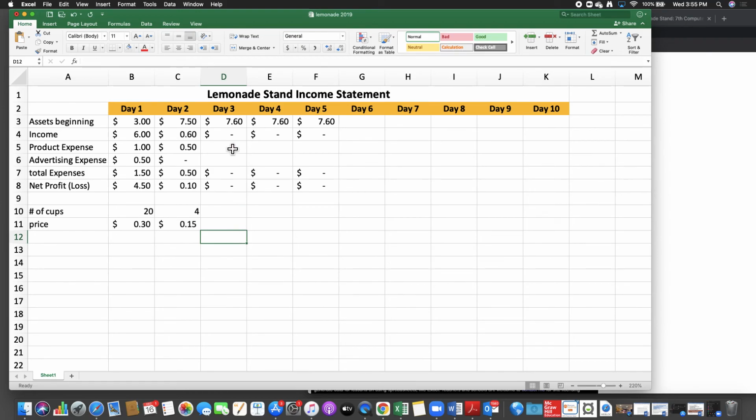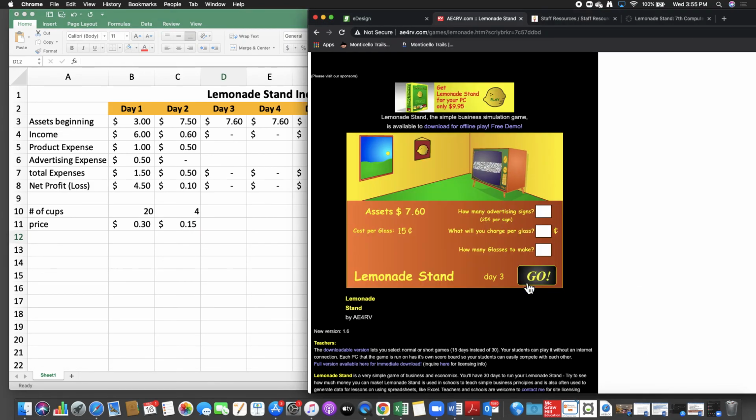Okay, so then I would just continue on with that trend. Again, if it says rainy and I choose not to do anything, just don't fill anything out here. Okay, so then you would just keep going. What does the next day say? All right, what should I do? How many signs should I make? How much should I charge per glass? Okay, so the goal is to get to at least 10 days.